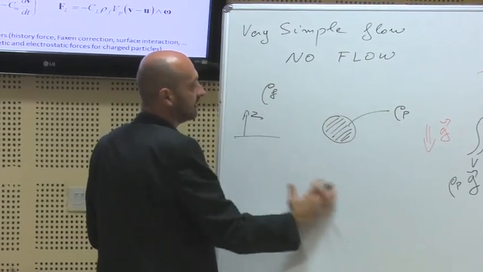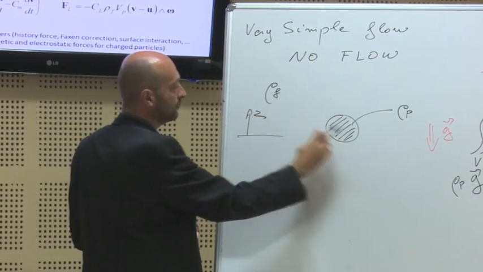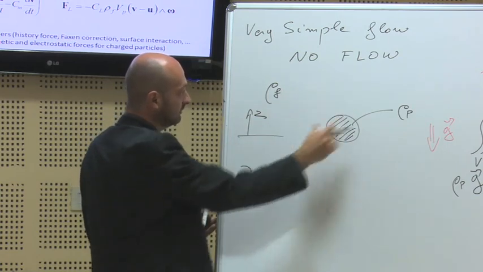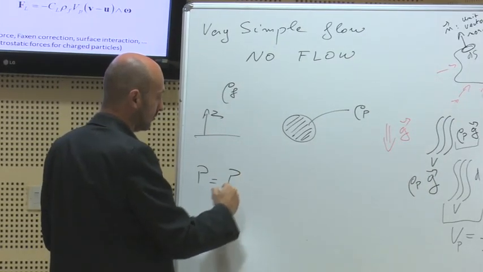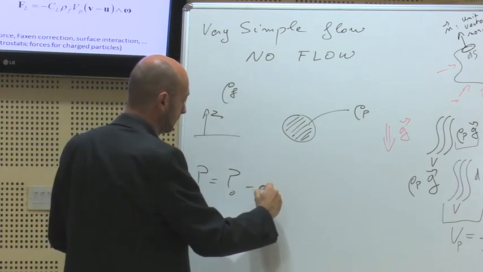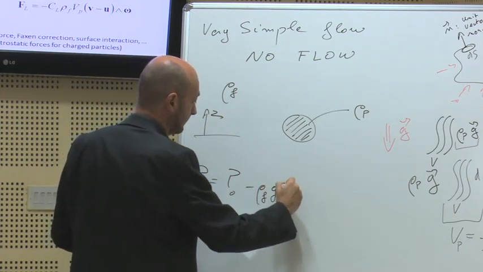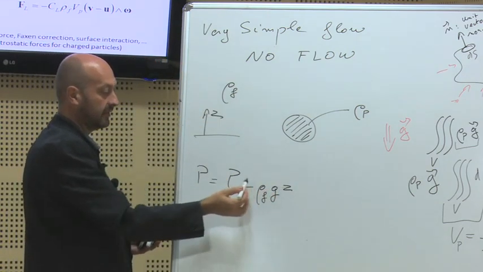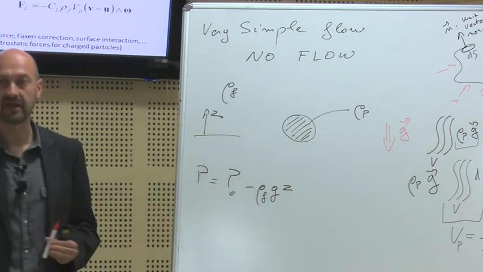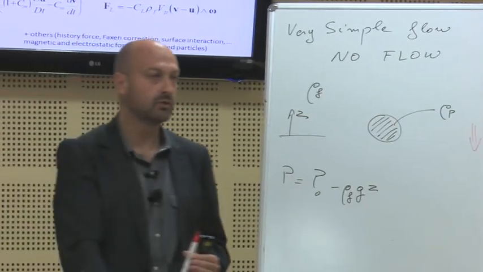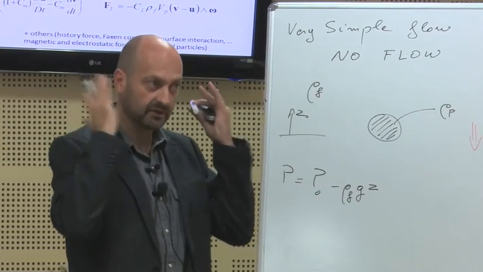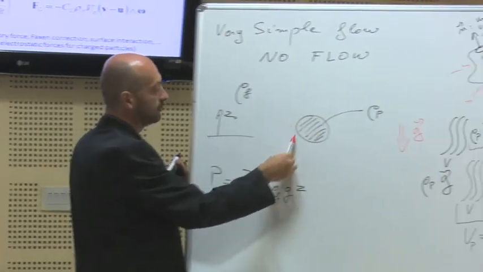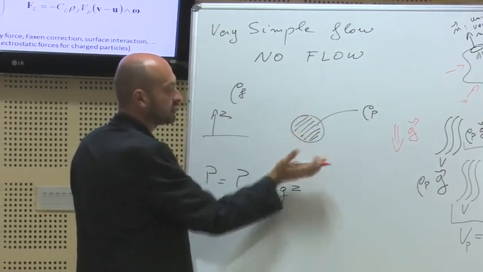So the particle is sitting in a fluid, and you know that when you have a fluid and gravity, the pressure P in the fluid is a reference pressure minus rho_f g z. When you go deeper, z is becoming negative, and then the pressure is increasing. Like when you are diving in the swimming pool, you know that at the bottom of the swimming pool, the pressure is high and it's pressing on your ears. So if you look at the pressure distribution, the pressure is pushing on the particle.